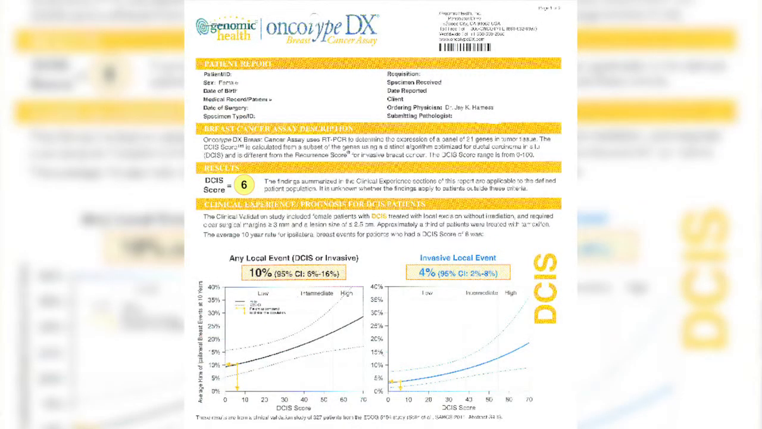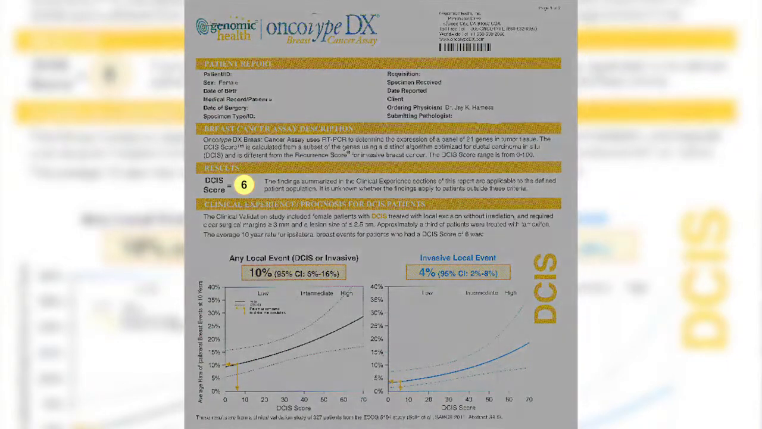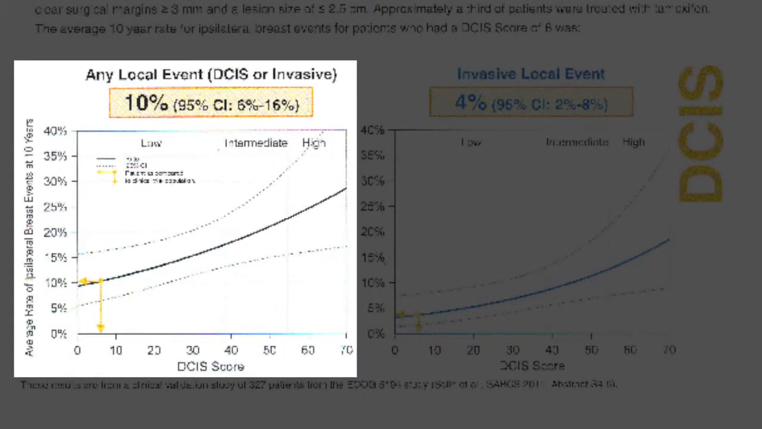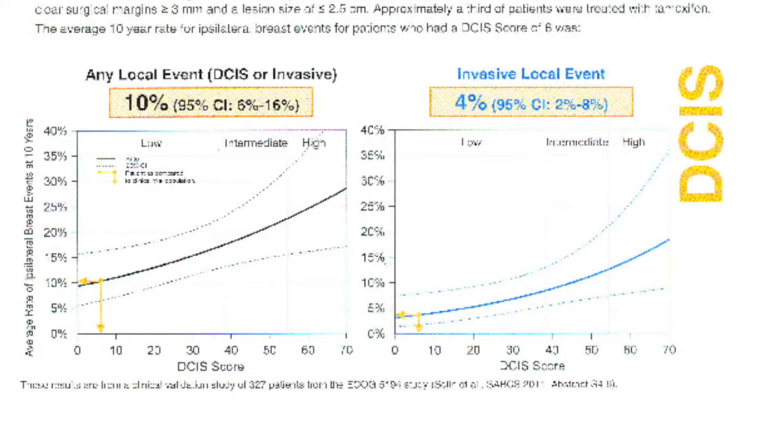does something really unique. What you see on your screen right now is the results of a patient who has an Oncotype DX score of 6. On the left-hand side of your screen, you see a calculation of the local events. In other words, what are the chances of the cancer recurring in the treated breast? This, of course, is in patients who have had lumpectomy. And could that recurrence be either in situ breast cancer or invasive breast cancer?